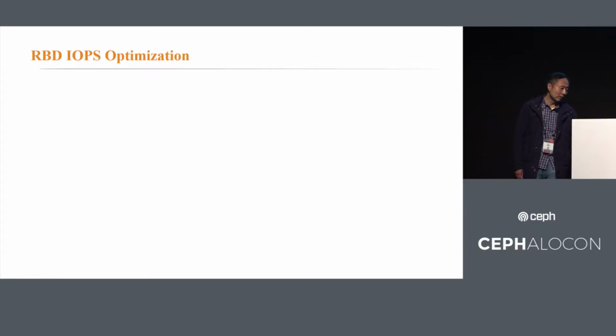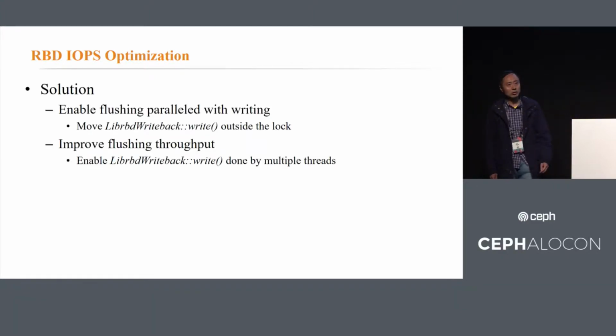So how to solve this? Our solution is, first, to enable the flushing work to be parallel with writing, so we move the flushing, the major job, outside the lock. Second, we improve the flushing throughput by revising the single thread design to a multiple threads design.